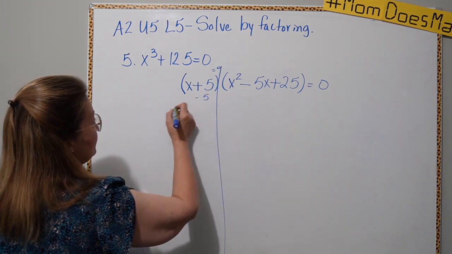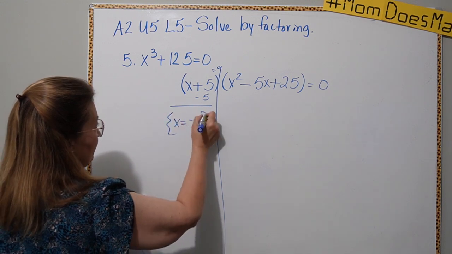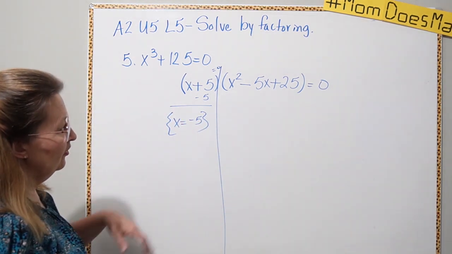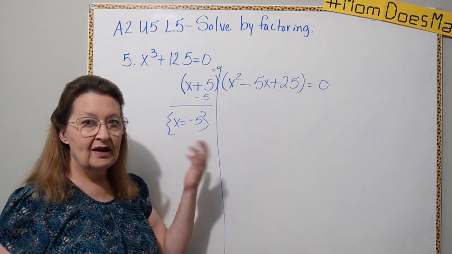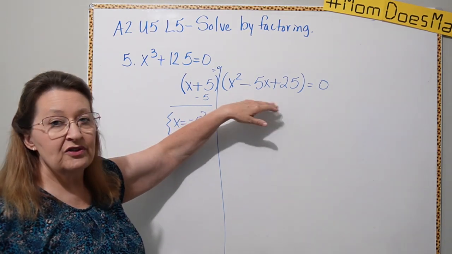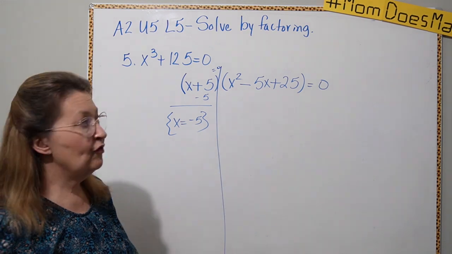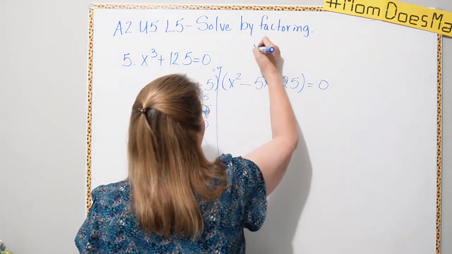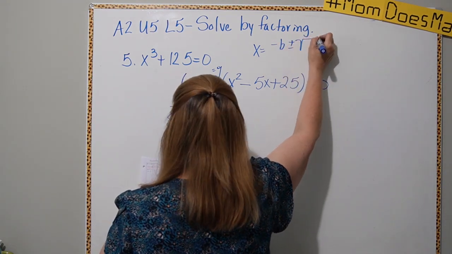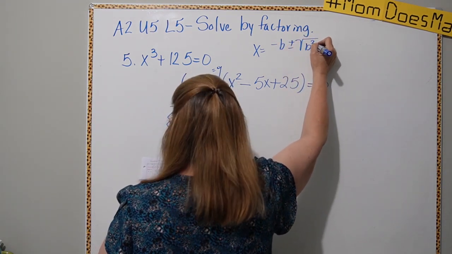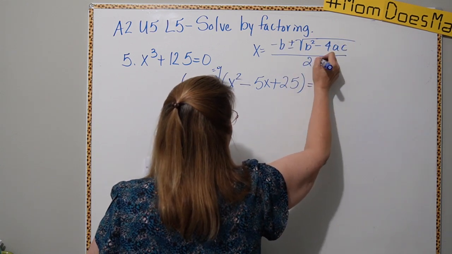So when you solve this, subtract 5 from each side, you get x is equal to negative 5. So there's answer number 1. Now, this one proves to be a little bit more of a problem because you cannot factor it. What we're going to have to do to solve it, it can be solved, it just can't be factored. So we're going to go with the quadratic formula. Now, if you have forgotten the quadratic formula, it is negative b plus or minus the square root of b squared minus 4ac all over 2a.